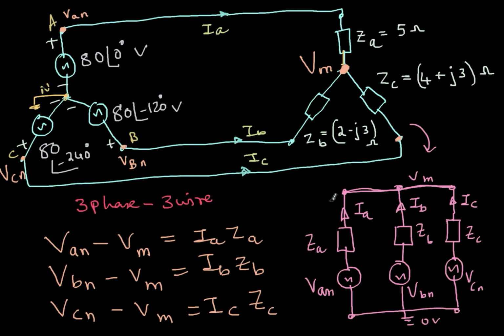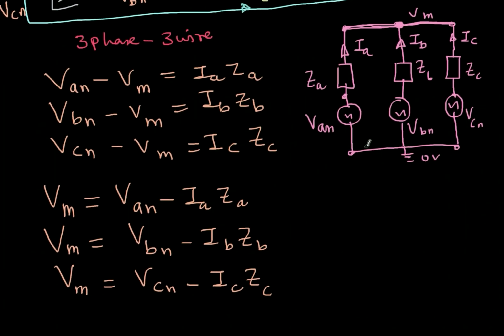So if you look at the first one, you see VAN minus VM is nothing but IAZA drop and so on like this. But if I apply Kirchhoff's current law here, IA plus IB plus IC, all three currents are going to this node, and they are all incoming currents, there is no outgoing current. Therefore, by KCL, I can write IA plus IB plus IC equal to zero. So this equation will help us find out what is VM.